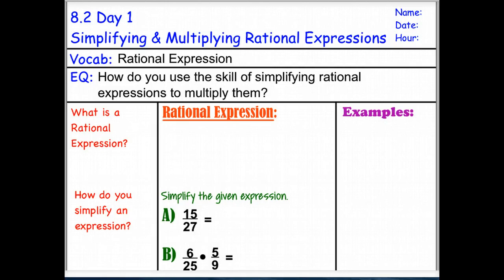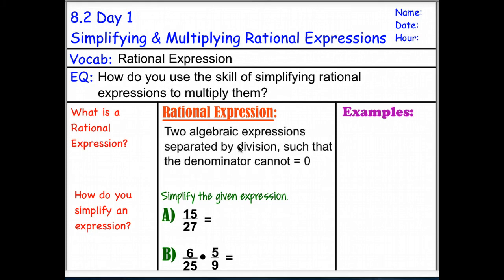Today we're getting into more of the focus of a lot of this chapter, which is on rational expressions and rational equations. Our main focus today is on simplifying and multiplying. A rational expression is when you have two algebraic expressions separated by division such that the denominator cannot equal 0.